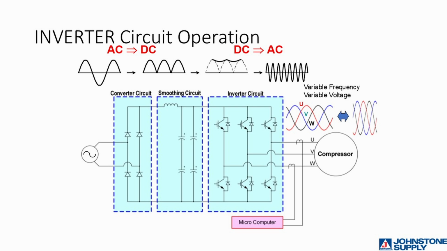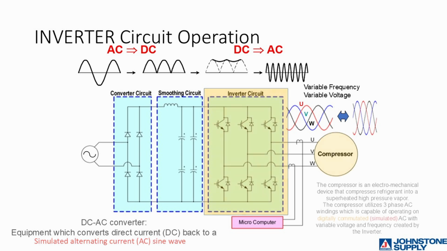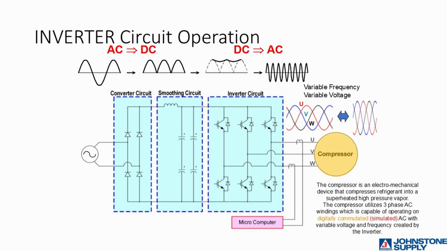Let's look at a basic inverter board layout. We start with incoming AC power. That power is converted into a DC signal through a diode stack. It then is routed through a smoothing circuit, which consists of a reactor and smoothing capacitors. From there, the DC power enters the inverter section, which is IGBTs, or insulated gate bipolar transistors, and they convert the DC voltage into a three-phase AC variable frequency, variable voltage to operate the compressor.